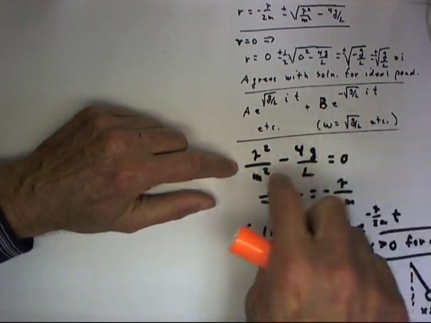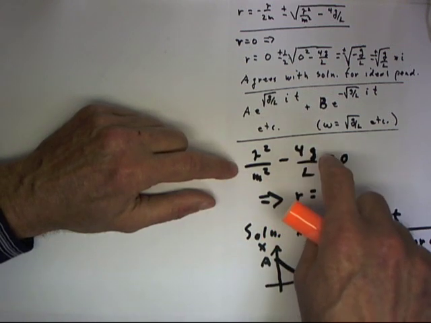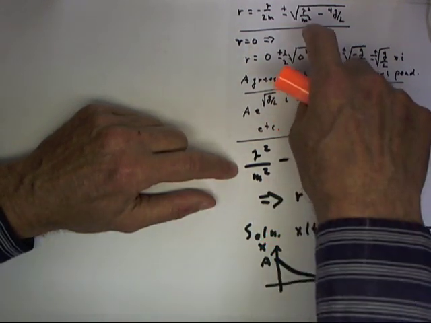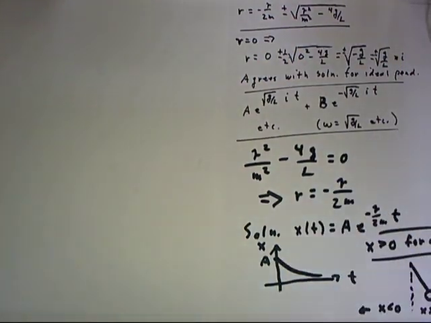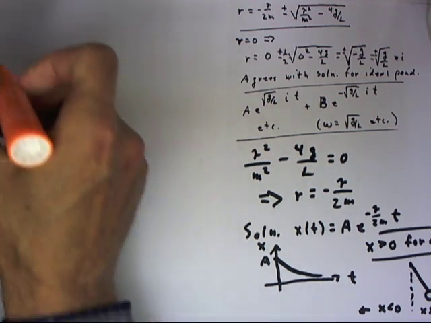We've seen the situation where gamma squared over m squared minus 4g over L, the discriminant of our expression for r, is equal to 0. And we've seen that the implication is simply an exponential return to equilibrium from whatever the release point.